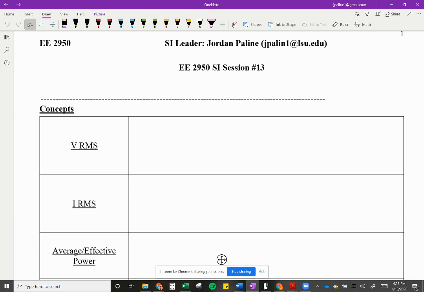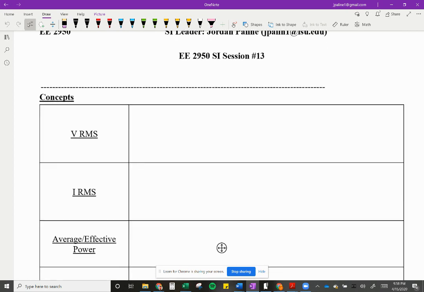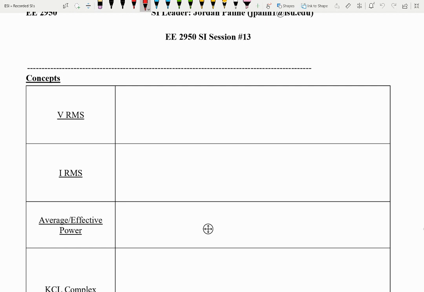Okay, so let's look at a few new concepts, VRMS and IRMS. So RMS stands for root mean squared. So what does this mean for us? Well, if we're looking at a graph, our VRMS is going to be the square root of 1 over the period integral 0 to the time period. We're going to integrate the voltage with respect to time squared.